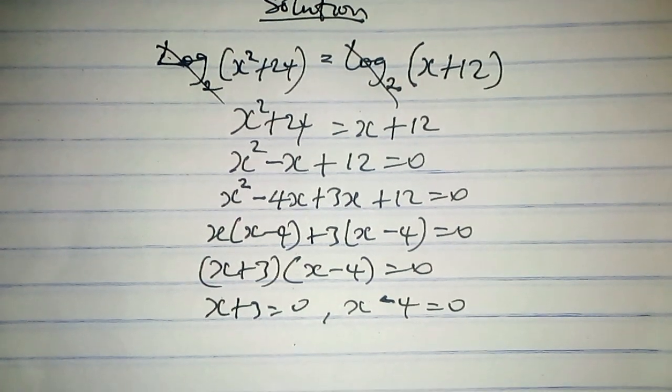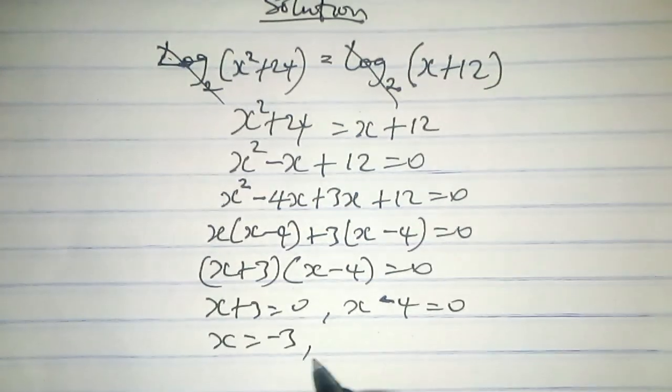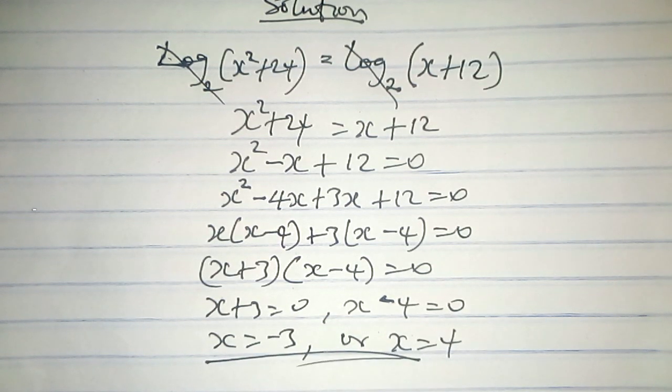So what do we do? We make x the subject of the formula. x is equal to minus 3, x is equal to 4. This is our final answer.